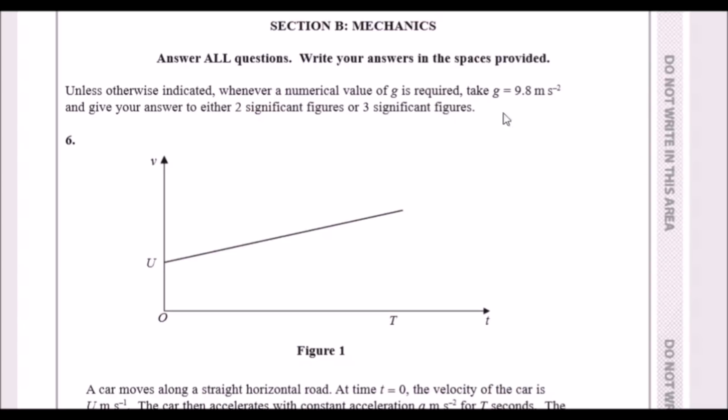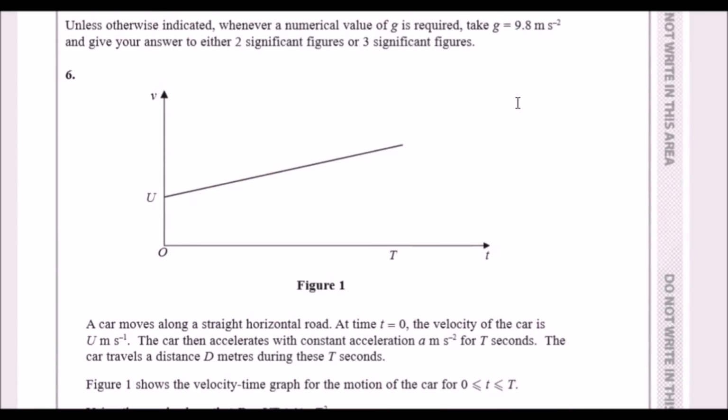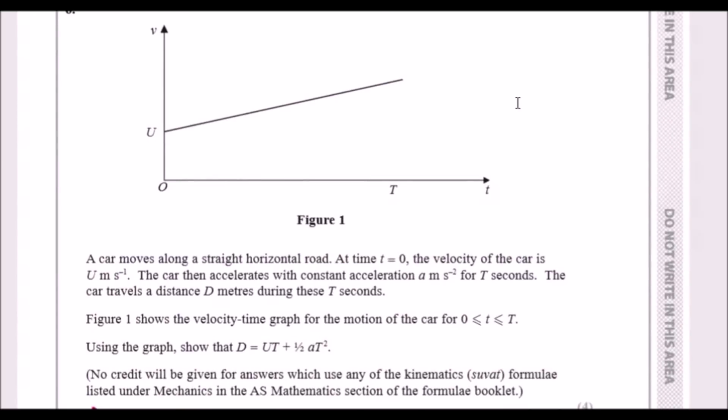You actually get penalized for using a wrong value of g, or a value that isn't 9.8. And yeah, I know it's silly, but it happens. So let's look at number 6.